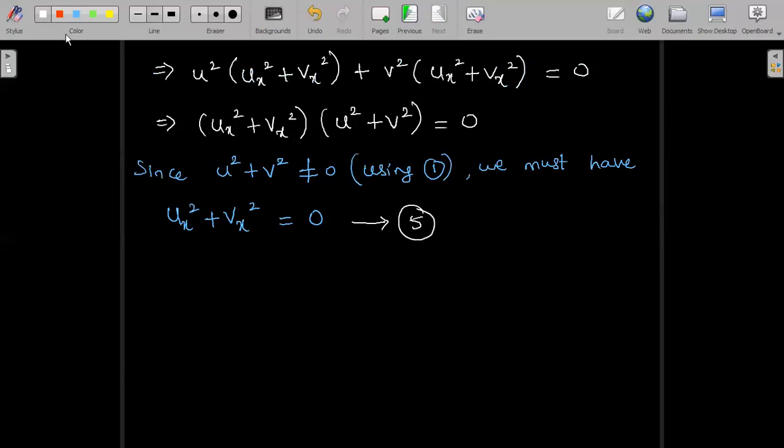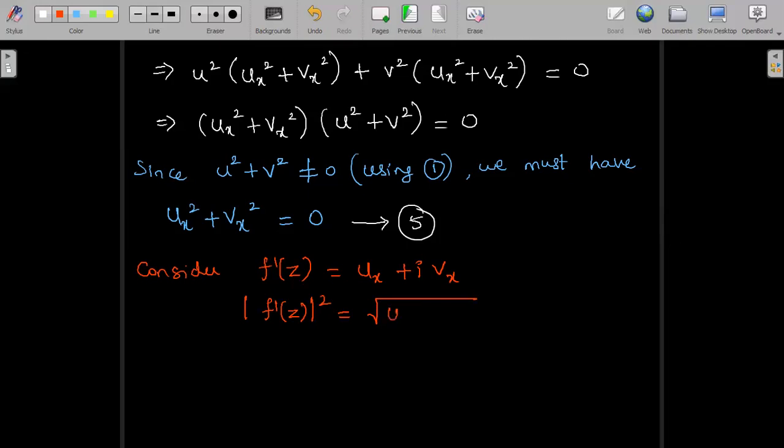Now, we will consider the expression for f dash of z. Consider f dash of z given by ux plus i into vx. Now we take modulus of this and square it on both sides. Mod f dash z is equal to square root of ux square plus vx square. And squaring on both sides, mod f dash z the whole square. So this was mod f dash z only, which was equal to square root of ux square plus vx square. Correct?